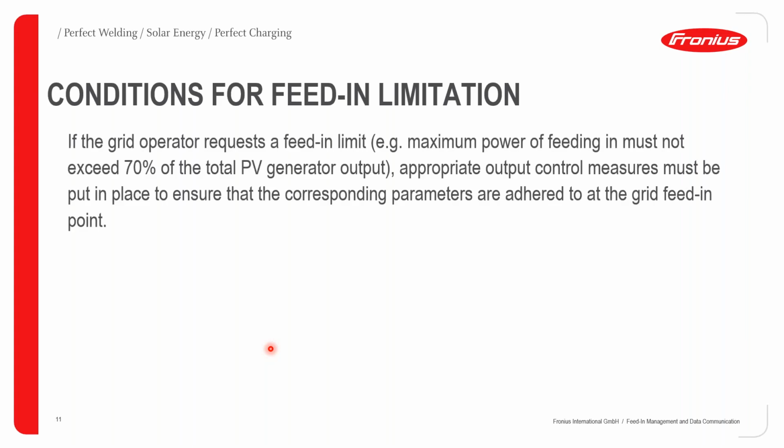So let's look at conditions that necessitate feed-in limitation. Let's take a scenario which entails the grid operator requesting a feed-in limit. So this feeding limitation could, for example, be that the maximum power of feeding must not exceed a certain percentage. So for this particular example, say 70% of the total PV generator output. So in this case, appropriate output control measures must then be put in place to ensure that the corresponding parameters are adhered to at the grid feed-in point.